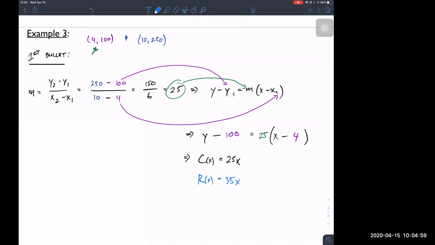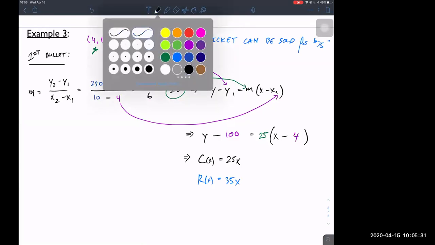Where did 35 come from? That came from the whole each unit, or in this case, each ticket, can be sold for $35. And remember, in any cost revenue profit problem, you must be given that sentence. Otherwise, you cannot do the problem. It's just the way it is. And yeah, that's pretty much it. You just plug it in.